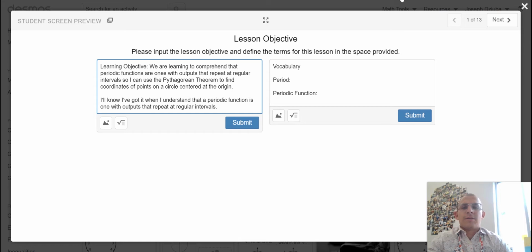So I can use the Pythagorean theorem to find coordinates of points on a circle centered at the origin. I'll know I've got it when I understand that a periodic function is one with outputs that repeat at regular intervals.